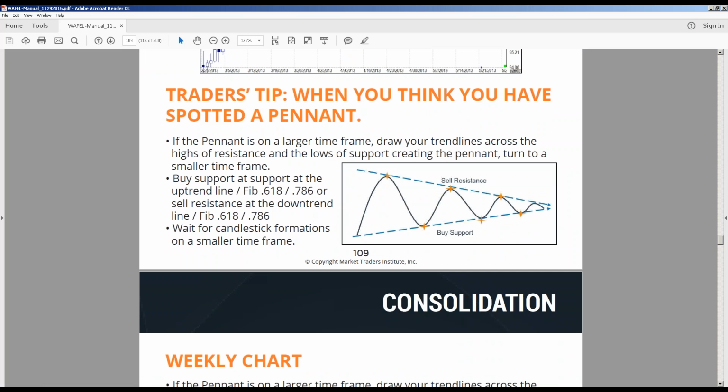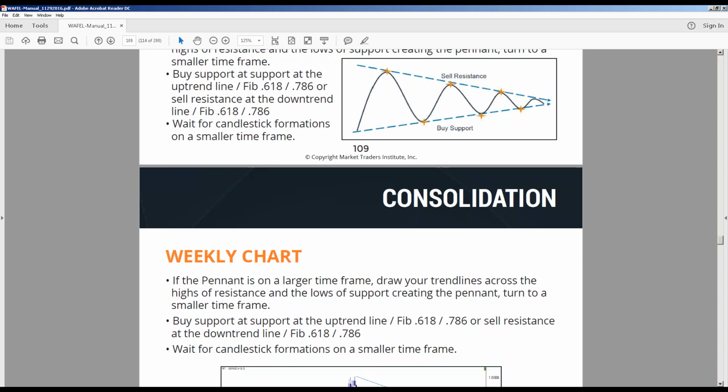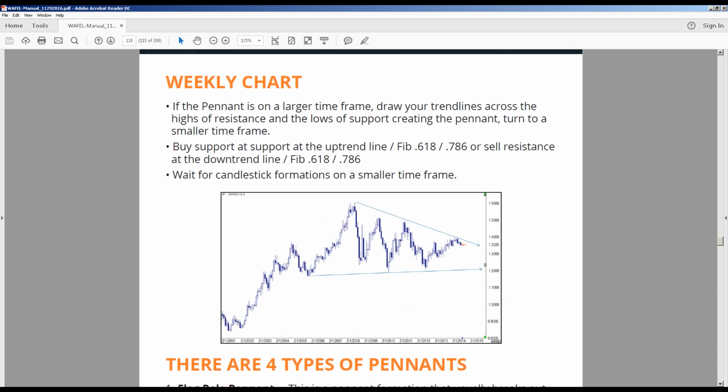So when you think you have spotted a pennant, if the pennant is on a larger time frame, draw your trend lines across the highs of resistance and the lows of support creating the pennant. Turn to a smaller time frame and buy support at the support line, at the uptrend line, or the Fibonacci 618 or the 786. And sell resistance at the downtrend line, or the Fibonacci 618 or the 786. Wait for candlestick formations on a smaller time frame to confirm that the market has indeed bounced at resistance or support. Here's an example. There's a weekly chart.